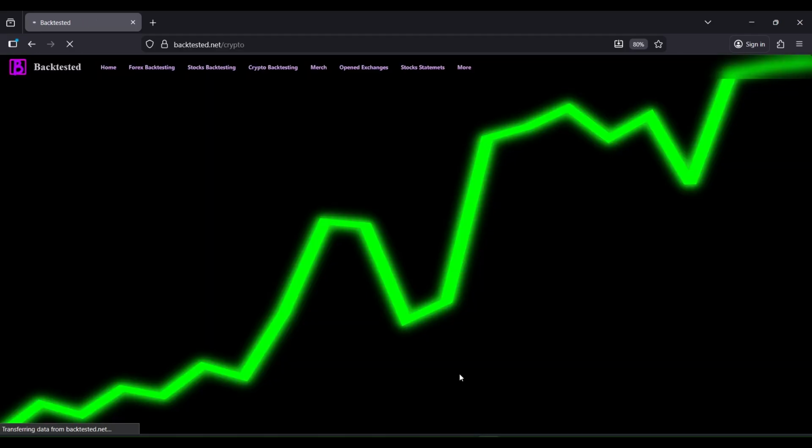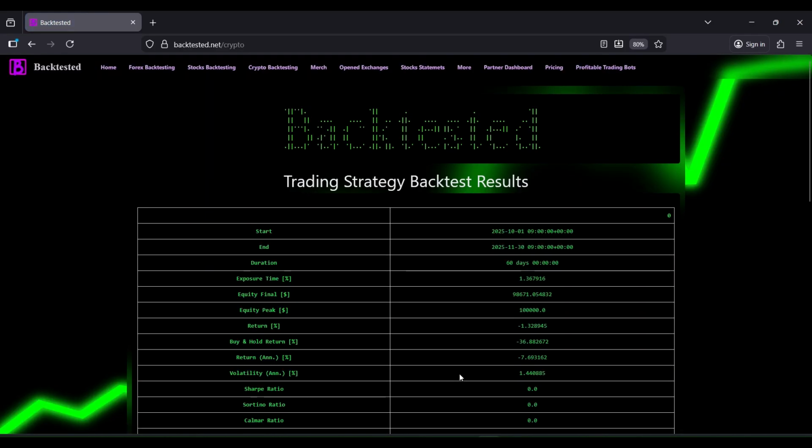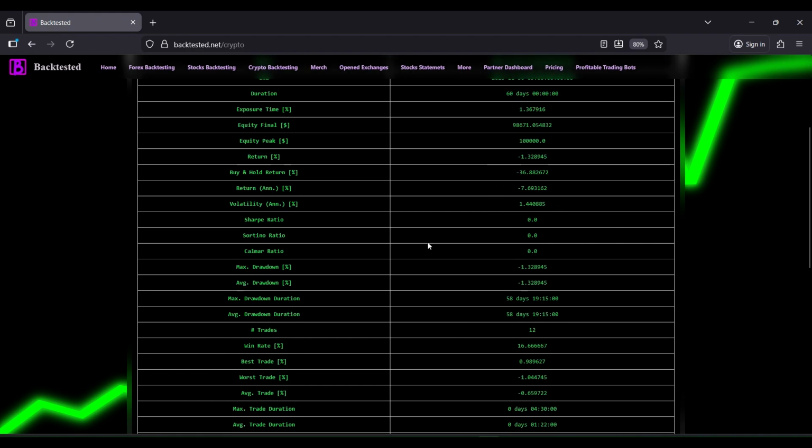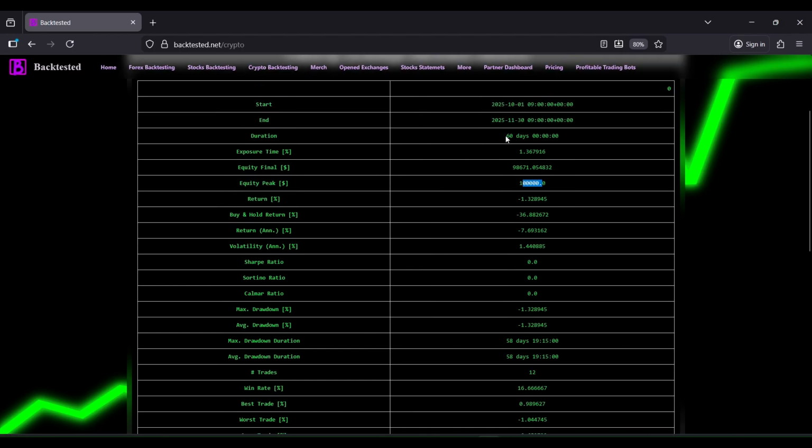Now that the stats are loaded, you can see the result. It's obviously a loss, minus 1.32%, the return as you can see. And this is the equity final. This is the equity peak. And exposure time is 60 days, as you can see. This is the period of the backtest, 60 days.